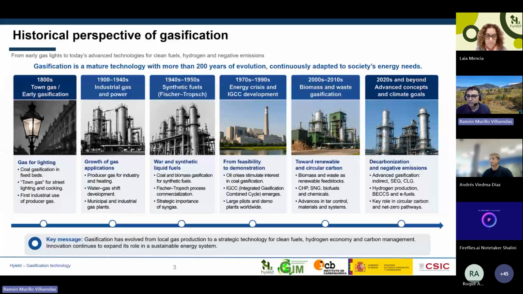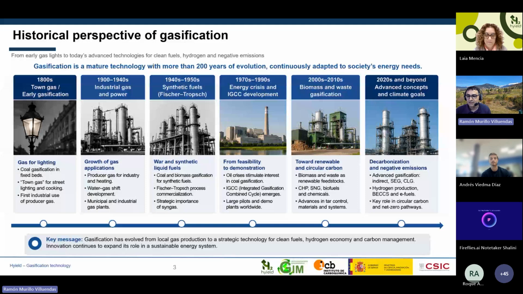The objective was no longer only to produce a fuel gas, but also to valorize renewable and residual feedstocks, produce heat and power, generate synthetic fuels, and develop routes towards circular carbon.